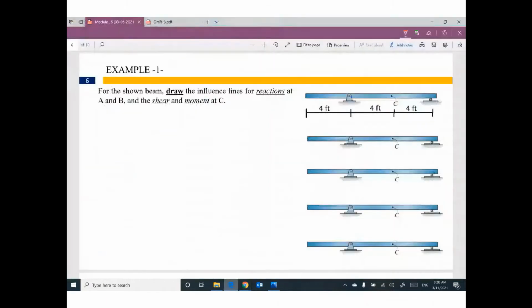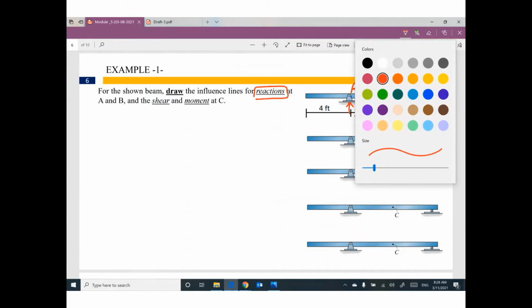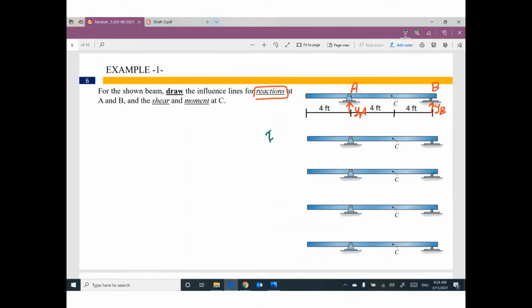Okay. I started this example last meeting, so I will start it from scratch. We are looking to draw influence line for reactions. Okay, let's start. We have support A and we have support B. At A, we have vertical reaction, YA. At B, we have vertical reaction, YB. If you would like to draw influence line for reaction YA, do you remember?